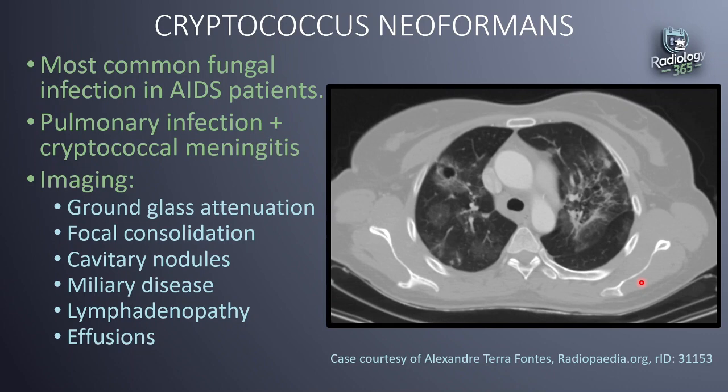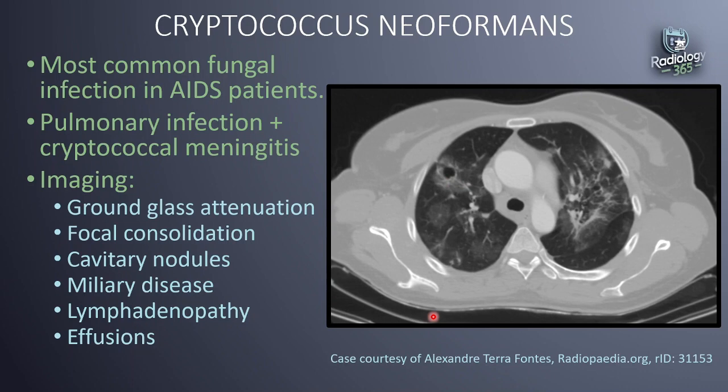So in this image, it shows widespread ground glass nodules. You can see some in the left and in the right, these ground glass nodules. Some of them have central solid components, and on the right side, we see one of the nodules with a central cavitation. No lymphadenopathy or effusion was seen in this case.